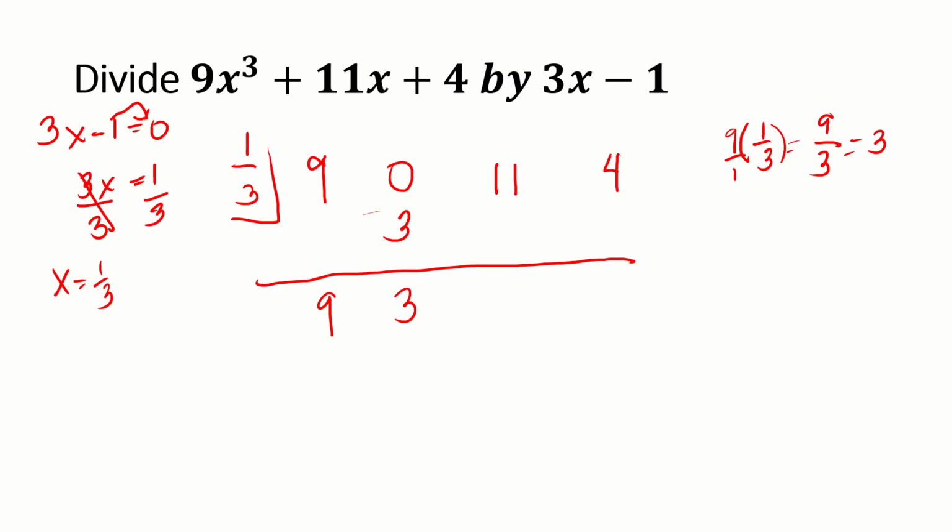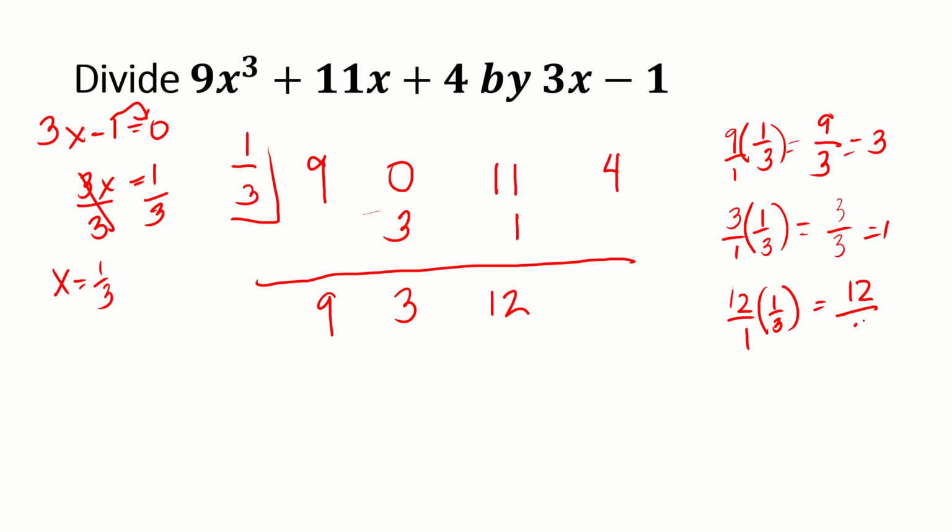Then, multiply ulit. So, we will have 3 times 1/3. Oh, 3 times 1 is 3 over 1 times 3, 3. Or simply 1. So, write 1. Then, 11 plus 1, this will be 12. Then, multiply ulit to sa 1/3. So, 12 times 1/3, ito ay may over 1. 12 times 1 is 12 over 1 times 3 is 3. And 12 divided by 3 will give you 4. So, this will be 4. And 4 plus 4 is 8. So, this is our remainder. May remainder tayo na 8.